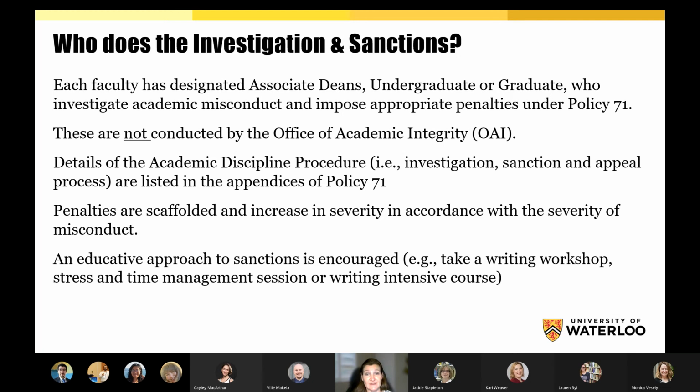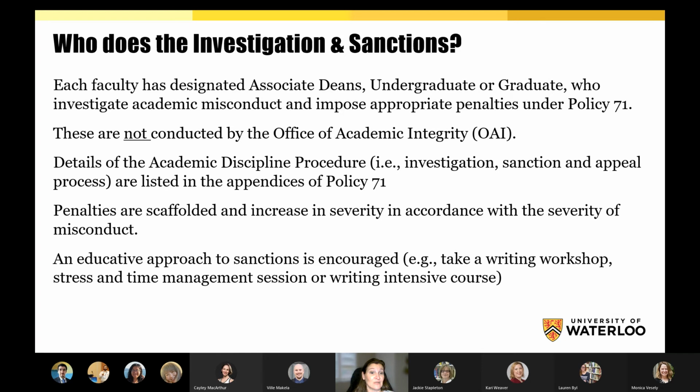A little bit more about what happens with investigations and sanctions. So sometimes people tend to think that the Office of Academic Integrity is actually the main conduit that would handle investigations into academic misconduct. And at Waterloo, this is actually done by the associate deans, and they have the authority under Policy 71. So we are actually not the ones that have any authority to help either an instructor or a student in that case. So we would have to pass that off to the associate deans.